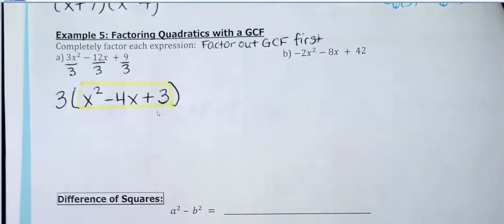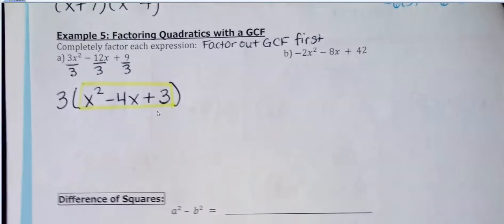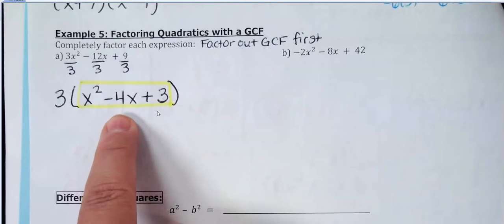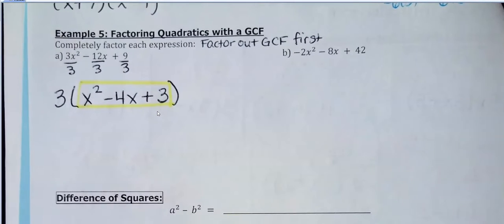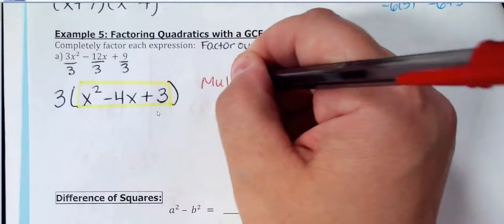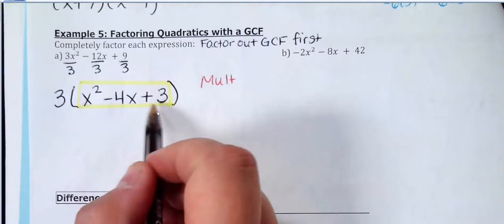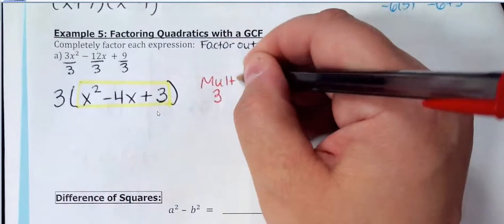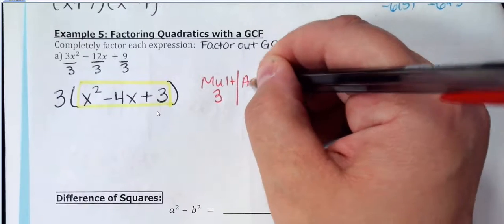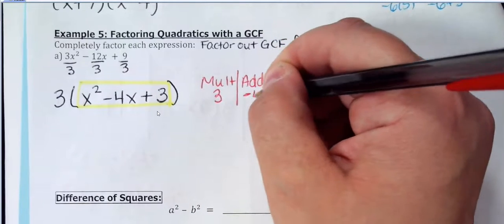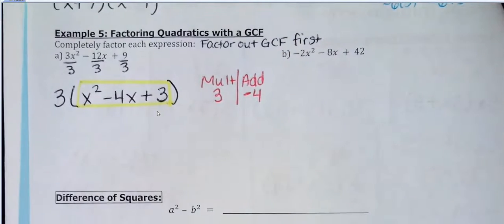We need that to have the factored form correct, but I'm really just going to focus on, can I factor this any further? So here, A times C would just be 1 times 3. Two numbers that I would multiply to get 3, the same two numbers I would add, and it would give me negative 4.